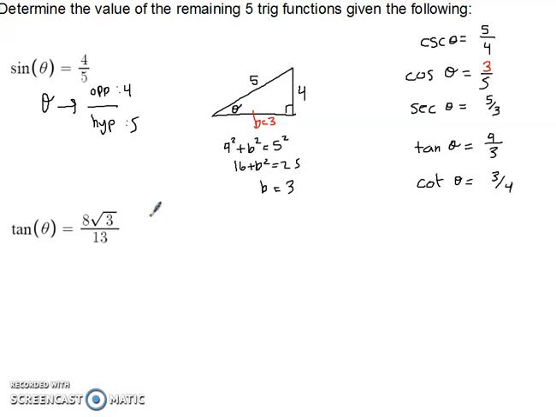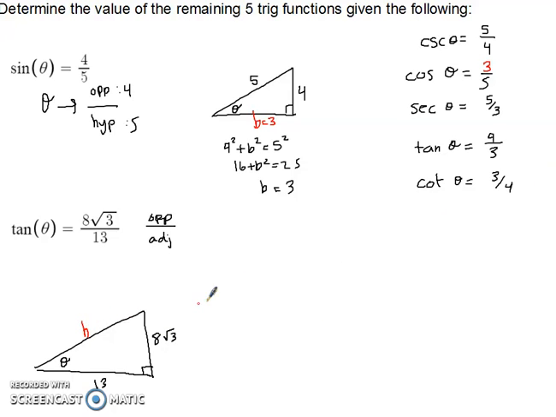I know that tangent is the relationship between the opposite side and my adjacent side, so I'm going to go ahead and set up a triangle, putting theta in one of the acute angles of my right triangle. The opposite side from theta is going to be 8 square root of 3, and the adjacent side will be 13. So from here I'll use the Pythagorean Theorem, then.